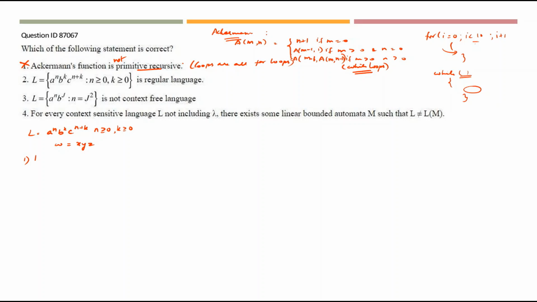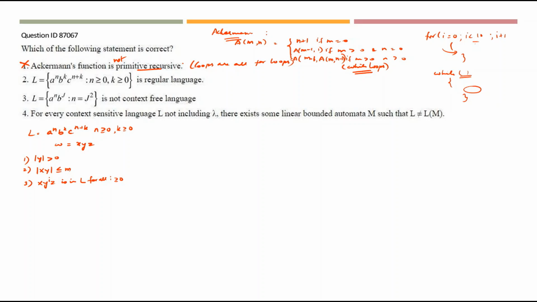The first one is the length of y should be greater than 0. It should not be equal to 0. The second condition is that the length of x and y should be less than or equal to m. So m is a constant that we will assign a value to. The third one is x y power i z should also be in the language for all i greater than or equal to 0. So even when the y part is missing for y power 0, the string should be in the language.